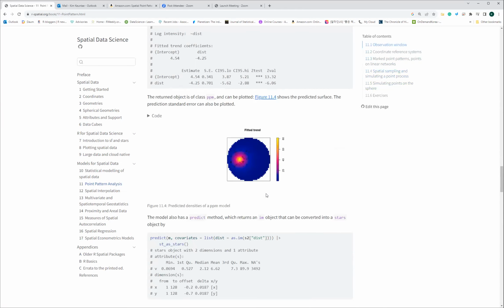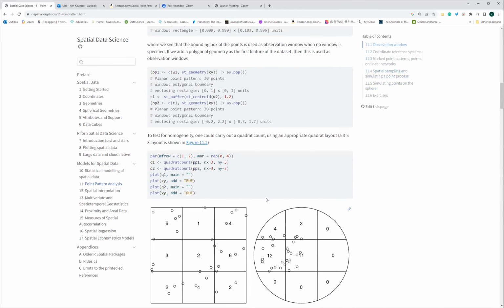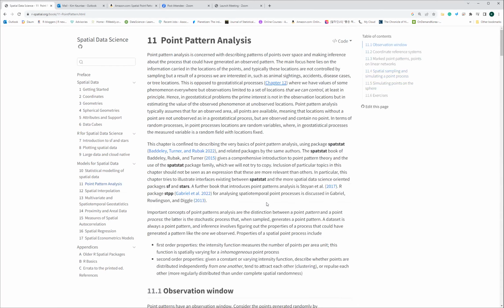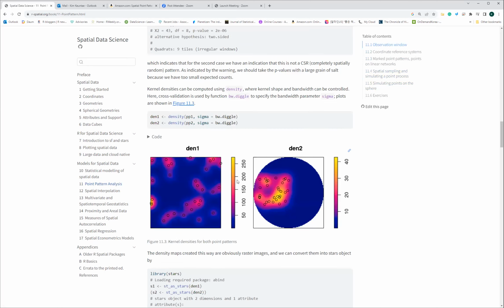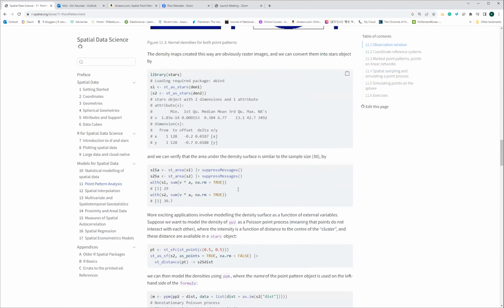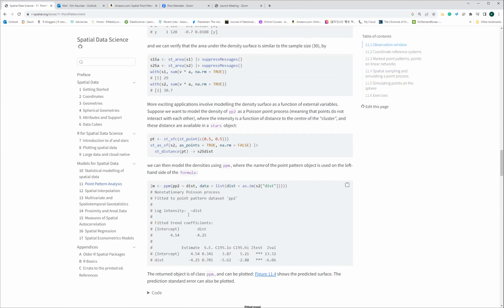But in chapter 11, what you have to keep in mind is how you can develop visualizations like this heat map, and then based on this map, how you can develop the spatial point process model. That is the key part of this one.